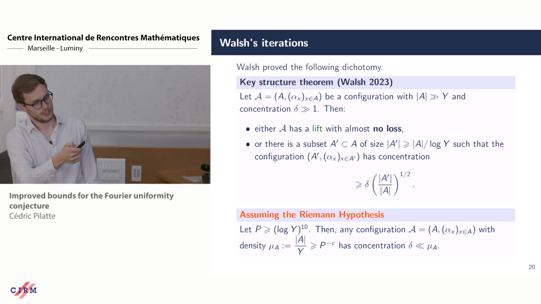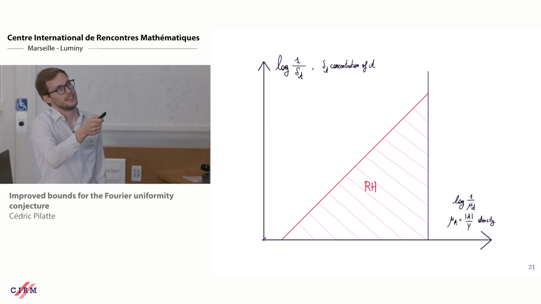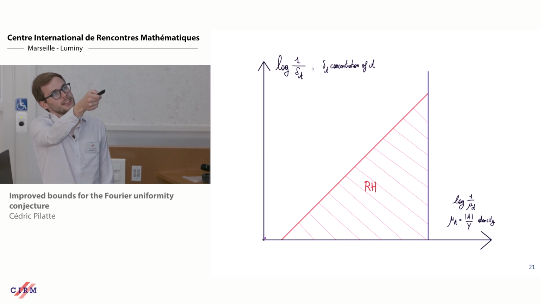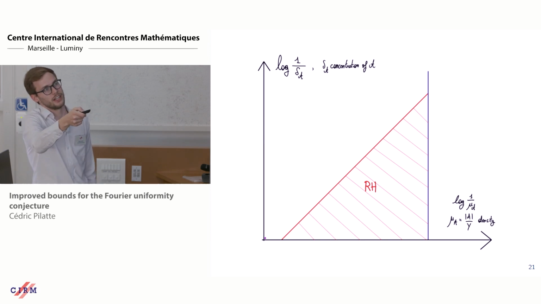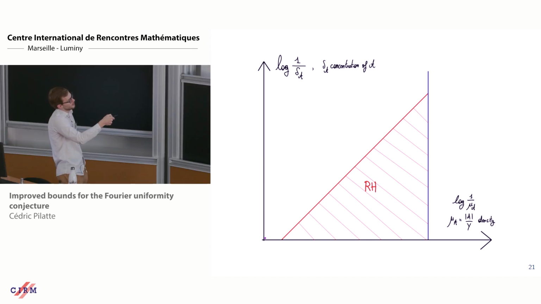And this lemma that comes from the Riemann hypothesis tells you that there do not exist any configurations in this range. So this is a line of slope 1. And you can never have a small density. So the farther you go there, the sparser your set A is. You can never have a small density with a very large concentration. And we start with a configuration that's about here. So very large concentration, very large density.